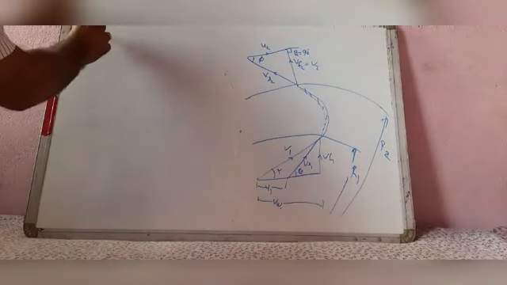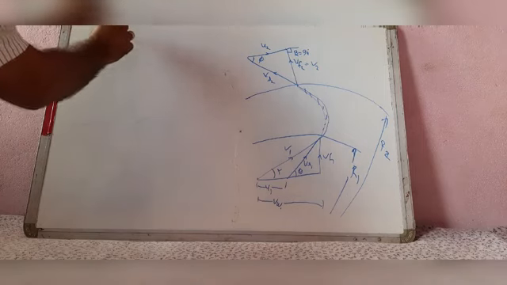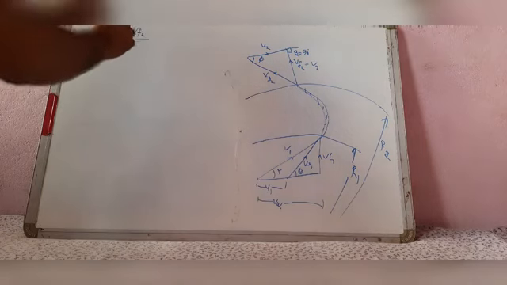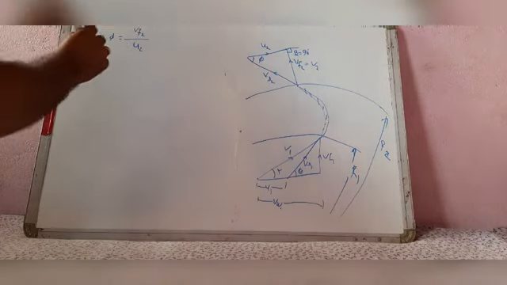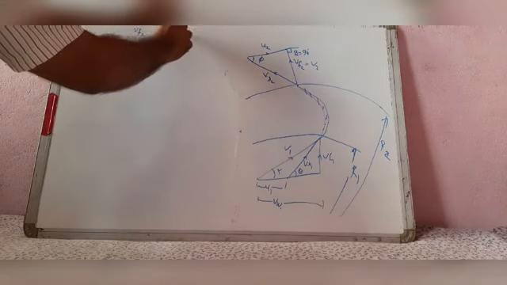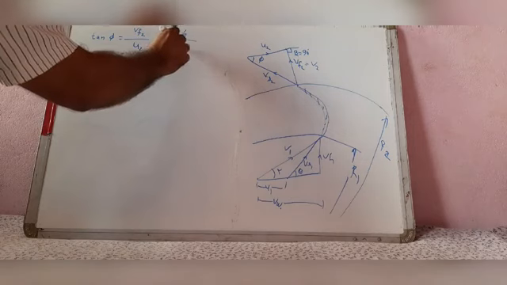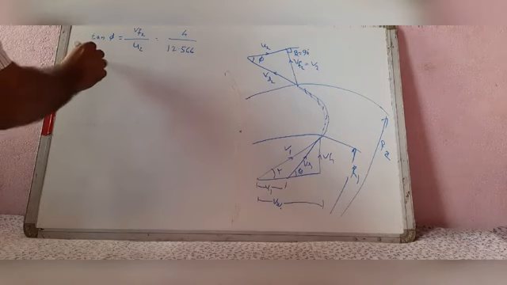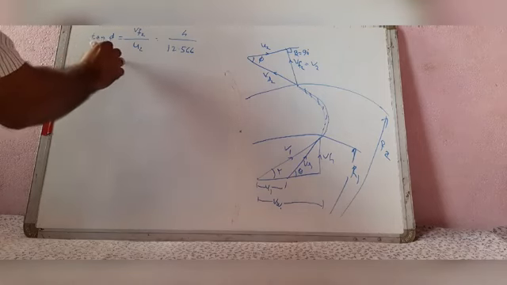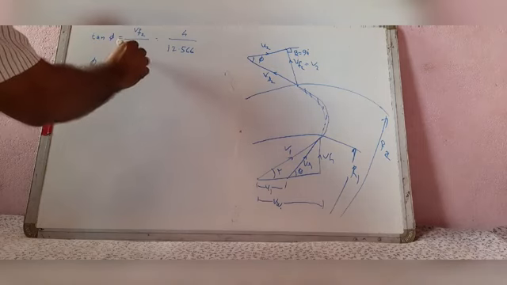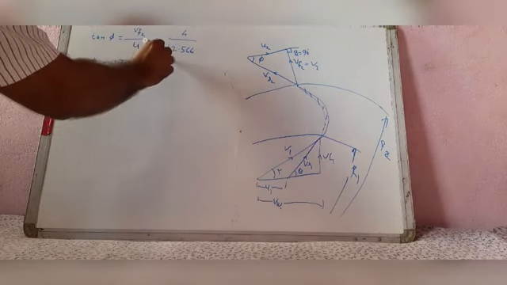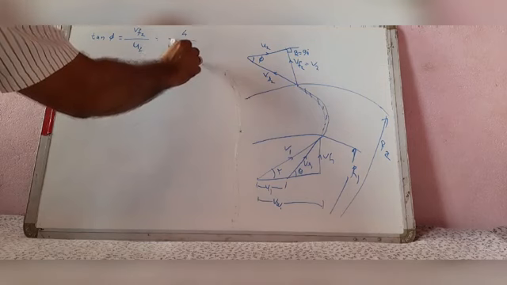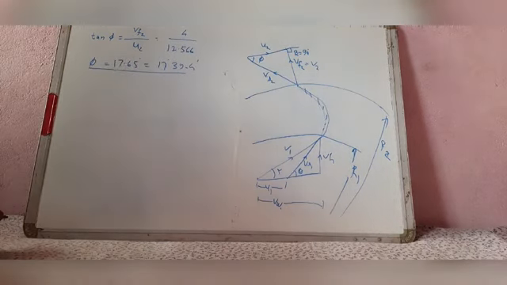Tan phi equal to Vf2 by U2, that is 4 by 12.566. So phi equal to 17.65 degree equal to 17 degree 39.4 minutes. This is the angle phi.